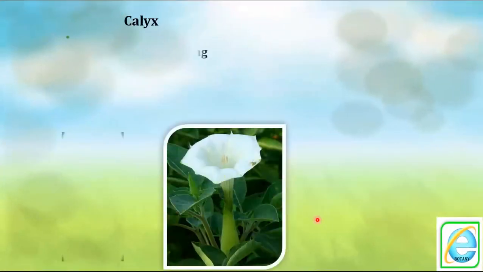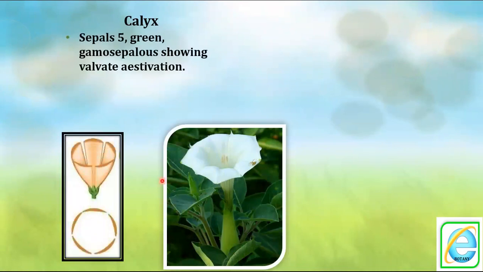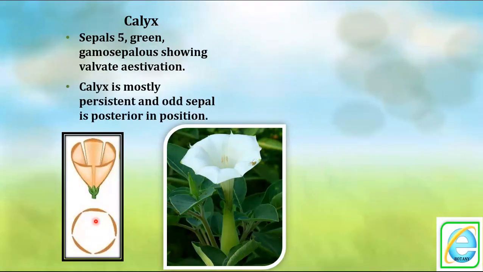The calyx. Calyx is nothing but the sepals. Sepals are 5, green in color. Now this is the calyx, green in color, gamosepalous. They are united and show valvate aestivation. Now these sepals just touch each other, they do not overlap. That's why it is valvate aestivation. The calyx is mostly persistent, up to fruit. In some, the odd sepal is also present at the posterior position.